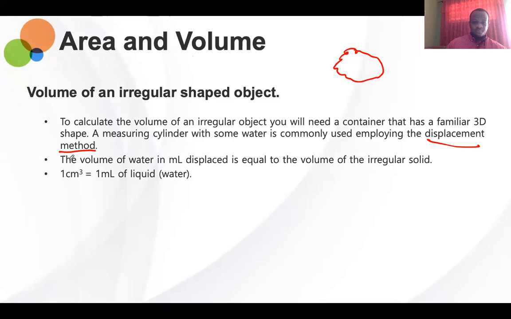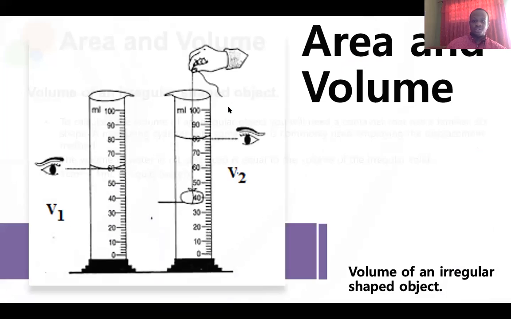All right, so the volume of water in milliliters that is displaced is equal to the volume of the irregular solid. Now we look at that now, and what does this mean?